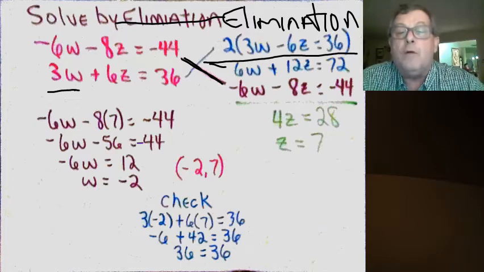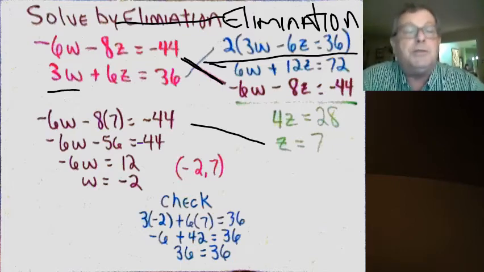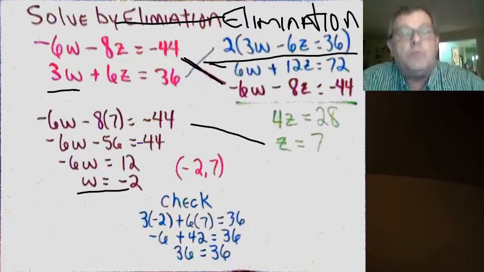I'm going to divide by 4 on both sides, and z is equal to 7. So I'm going to take this 7 and plug it into one of the equations. I just chose, for no reason really, the first equation. So I've got minus 6w minus 8 times 7, substituting in the 7 for the z, equals minus 44. Minus 8 times 7 is minus 56. I add 56 to both sides, and I've got minus 6w equals 12. Divide 12 by minus 6, and w is equal to minus 2.